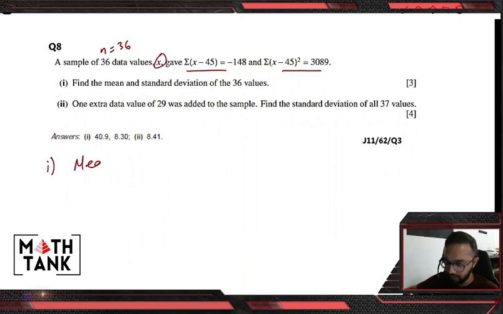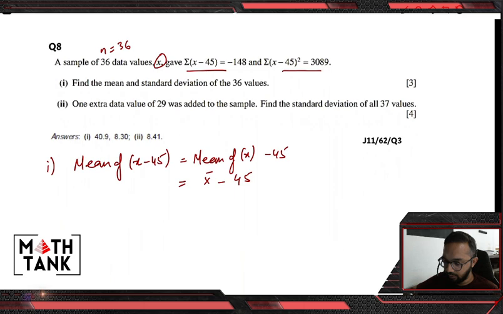So I'm going to first say that the mean of x minus 45 is simply the mean of x minus 45. So I get x bar. That's what I'm trying to find. Here I'm going to calculate the mean. Minus 148 divided by 36 plus 45. So I get x bar as 40.9 basically.